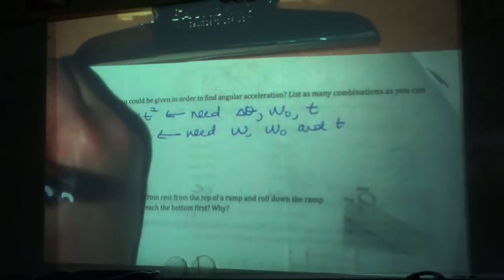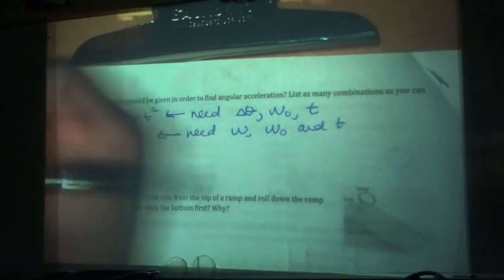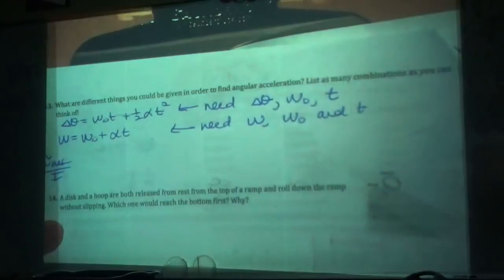The torque, net torque over I. Angular acceleration equals net torque over I. So you would need the rotational inertia, and you would need the net torque. And think about net torque. Let's say it didn't give us net torque, but it gave us RF, right? You can find net torque from there and then use that.